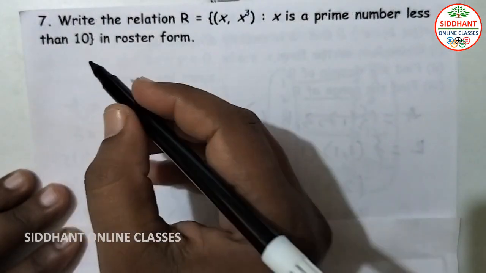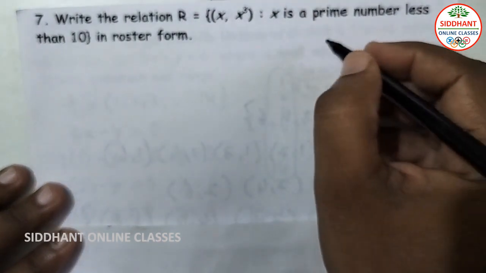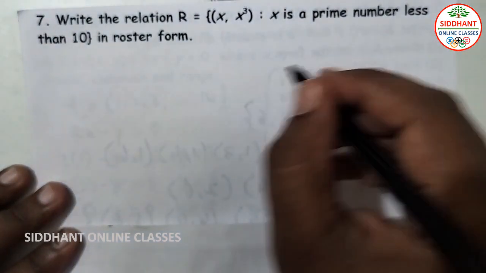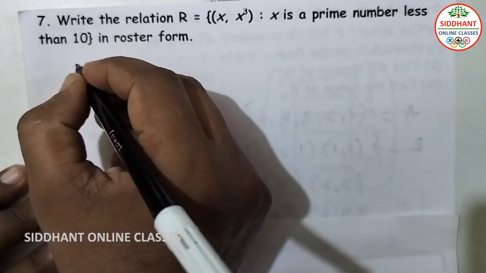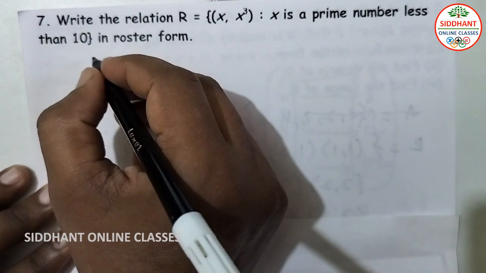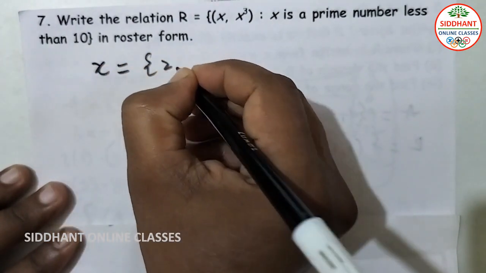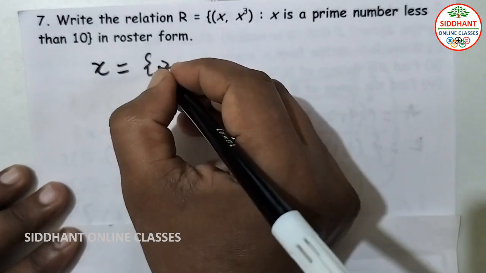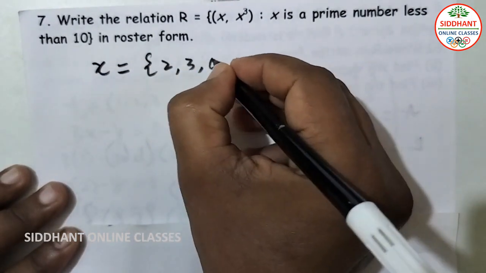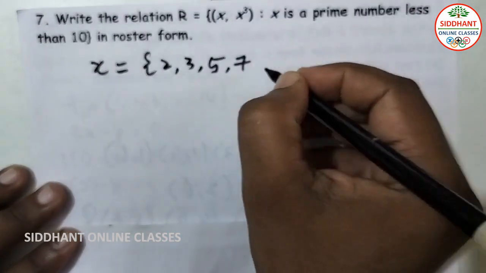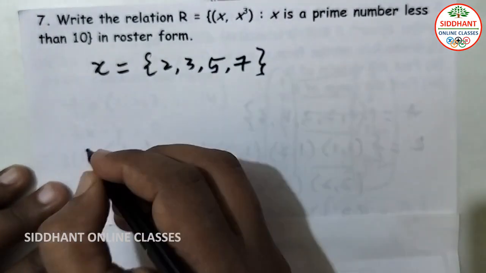Question number 7. Write the relation R = {(x, x cube)} such that x is a prime number less than 10 in roster form. So here we are going to see the prime numbers less than 10. 1 is not a prime number. 2, 3, 5, 7. So these are the prime numbers less than 10 here.